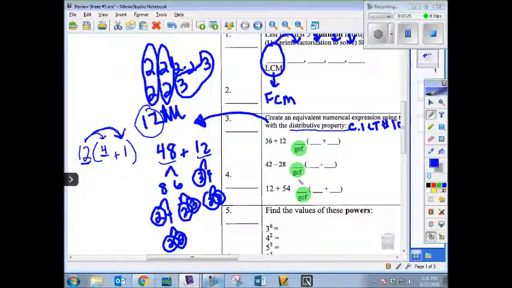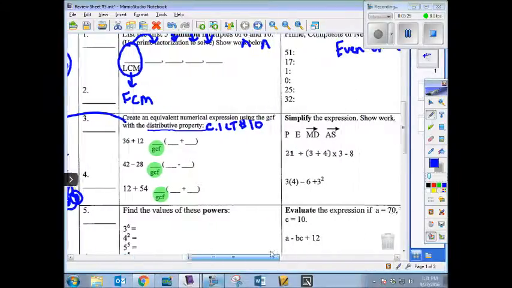Just the biggest mistake that students make is they don't use the GCF. Make sure you're using the greatest common factor there.